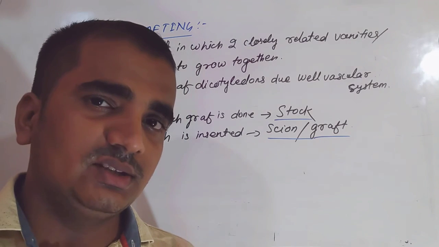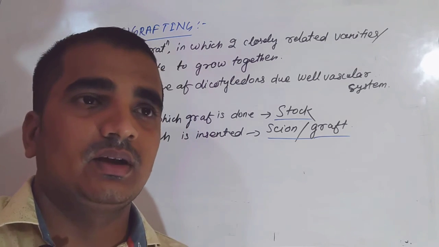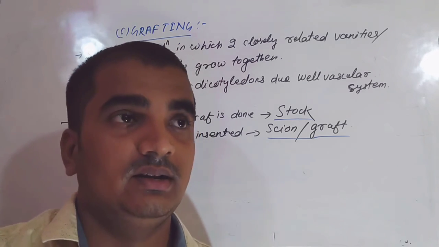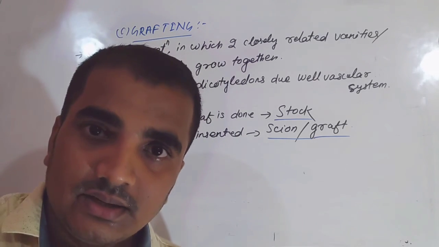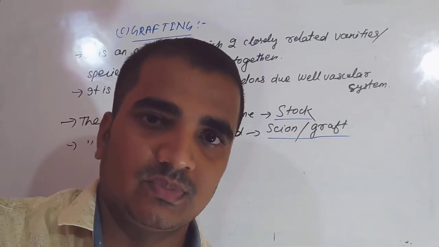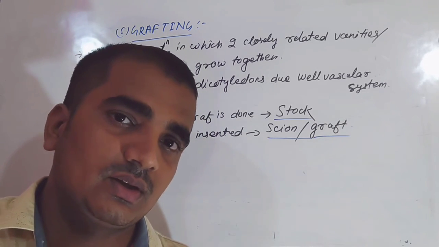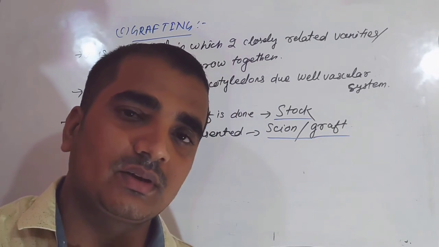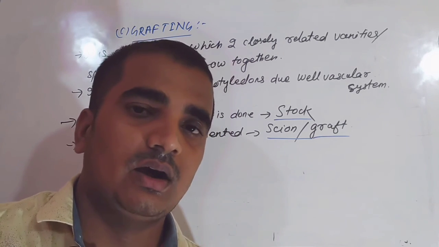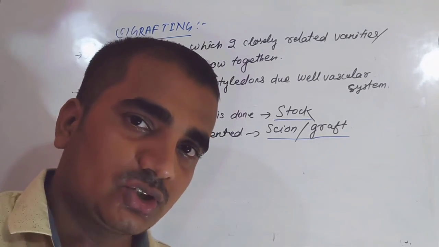Actually the stock belongs to a wide variety of species which is disease resistant and pest resistant. Vigorous growth occurs in the variety, and it also has an efficient root system for absorption of water. But the scion has a poor root system, but the quality of the scion is better varieties of fruits and flowers. Okay.